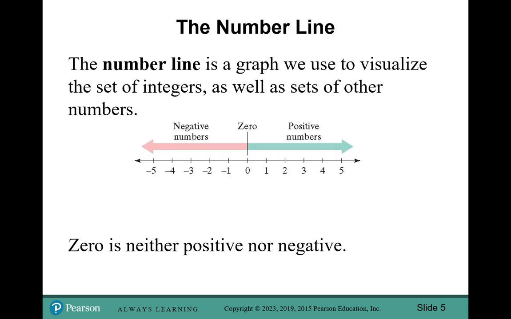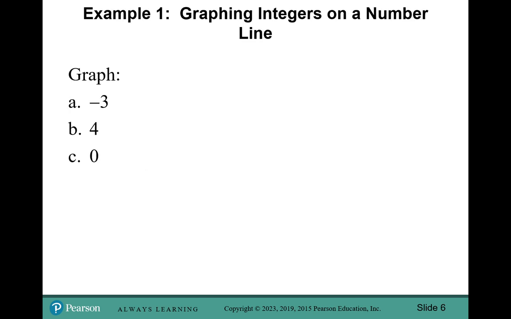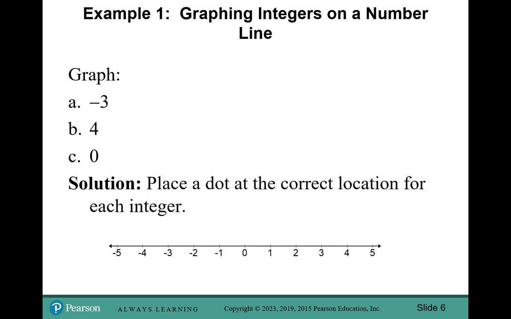The number line is just a line with numbers graphed on it. It is a graph we use to visualize the set of integers as well as the set of other numbers. We have negative numbers, 0, and positive numbers. 0 is neither positive nor negative. Now we can graph integers on a number line.